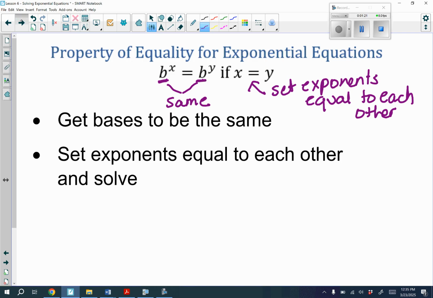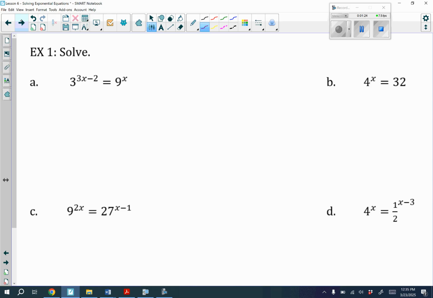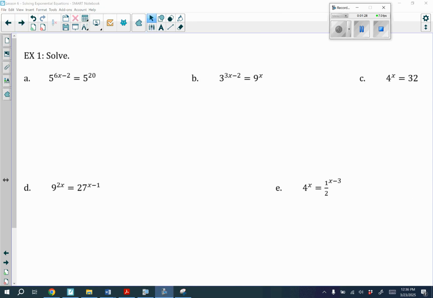Okay, let's go and look at our first example. So we're going to solve here. Okay, here we go. Sorry, the other problems, they were not like your notes, so I just kind of changed it a little bit so they are now exactly like your notes.